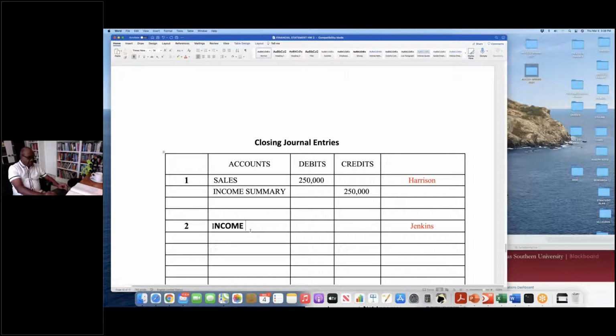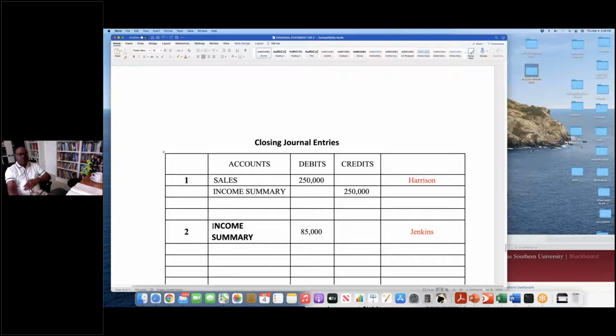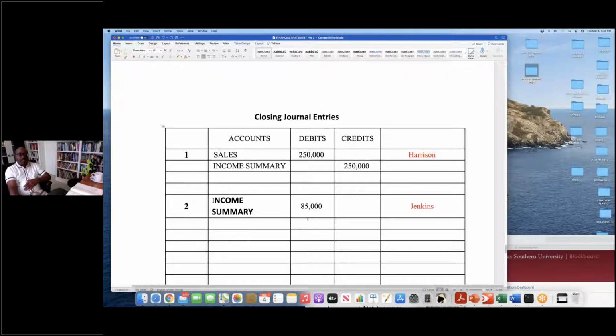Okay, go ahead. So you're going to debit, of course, income summary for 85,000 because that was the total of all the expenses. And then you're going to credit rent for 25,000. And then salary for 50,000. And the interest for 10,000.